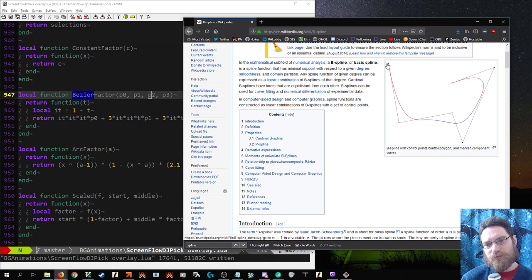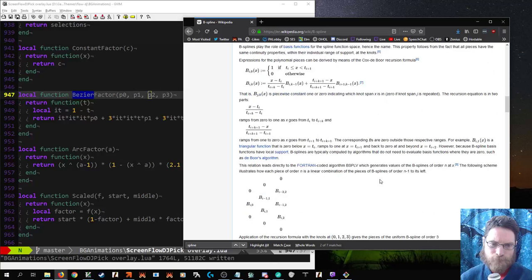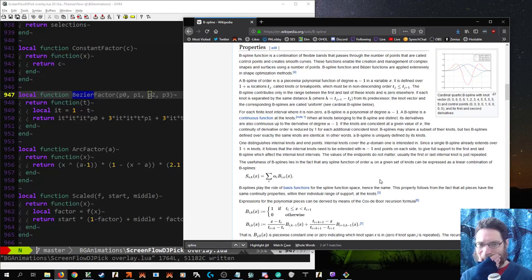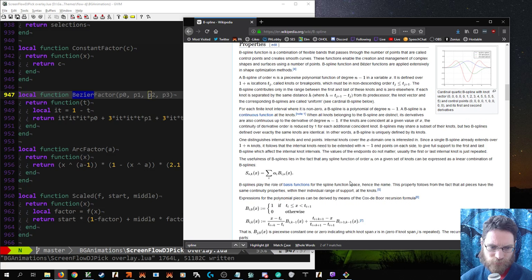So these points seem to be coincident with the end of the spline, whereas these are not necessarily intersecting. As the endpoints do not matter, usually the first and last internal knot is just repeated. Right, so this is 0, 0, 0, 0, 5, 5, 5, 5, 5. Linear combination of splines.